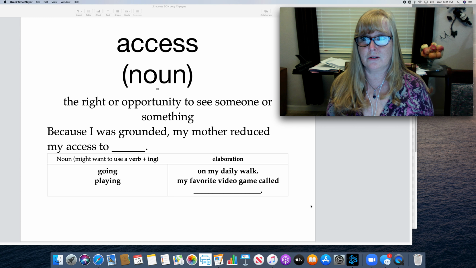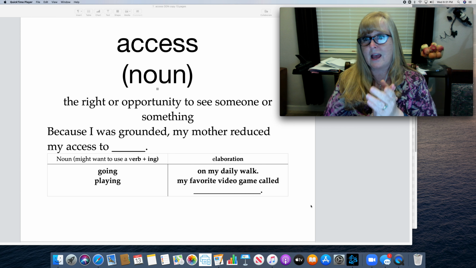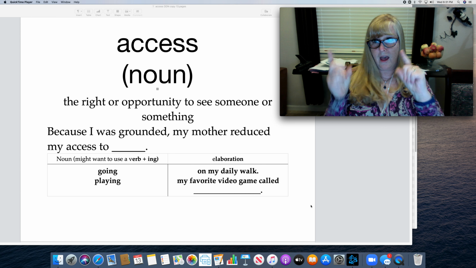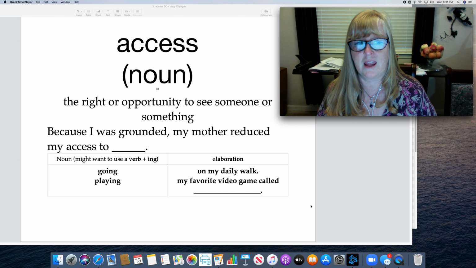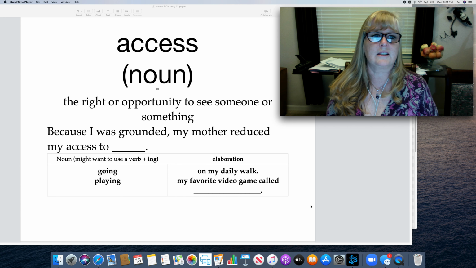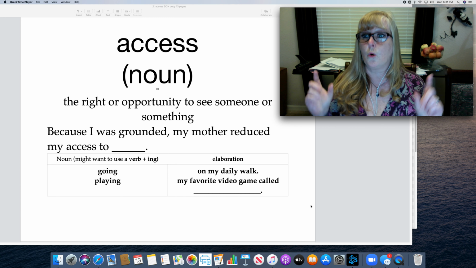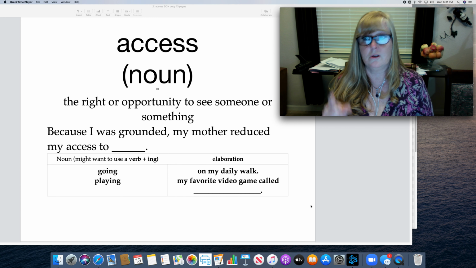Okay, that's the word we're going to talk about today, and that word is access. Say it out loud. Access. Let's clap it out. Access. How many syllables does access have? It has 2. Access is a noun, and the dictionary definition of access is as follows. Access is the right or opportunity to see someone or something. If you get to see something special, you have access.